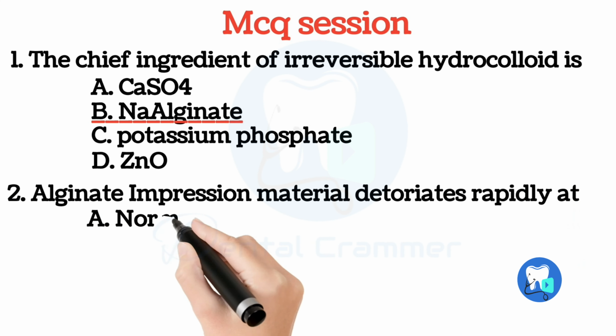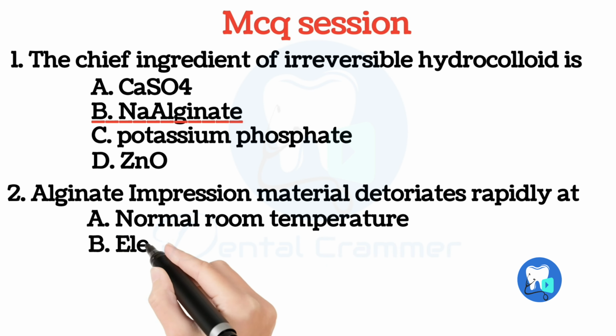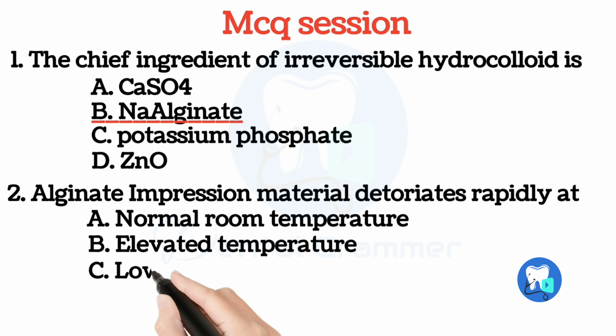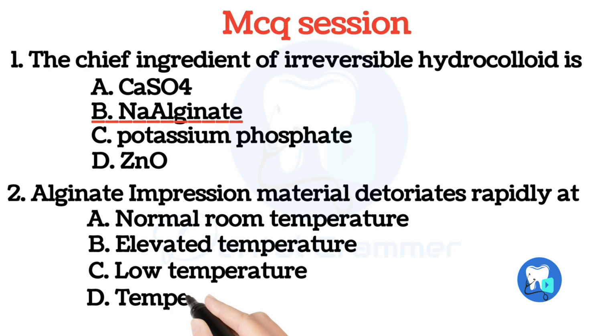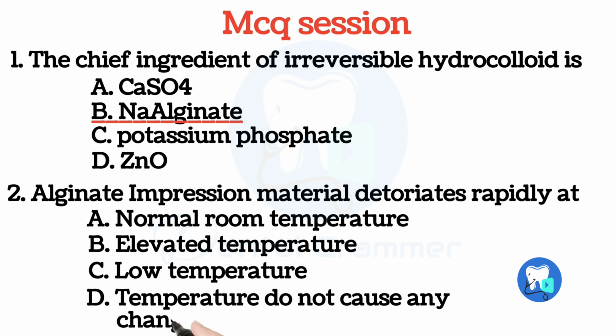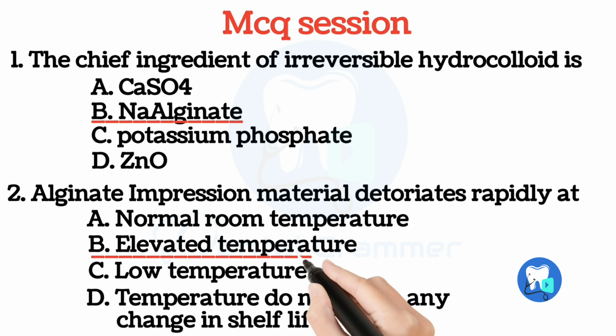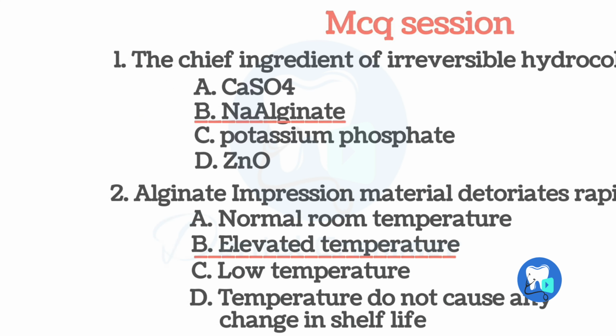Alginate impression material deteriorates rapidly at: normal temperature, elevated temperature, low temperature, temperature does not cause any change in shelf life. Elevated temperature is the right answer. High temperature and moisture both deteriorate the material, so the material is kept in a tight container and at normal room temperature.